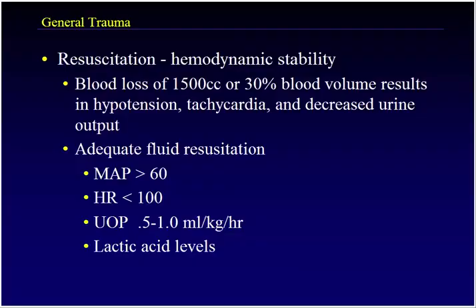Remember that among the general principles of resuscitation, it's very important to maintain hemodynamic stability. And remember that a patient has to lose 1,500 cc's, or 30% of their blood volume, in order to present with hypotension. So if you have a patient that's hypotensive on initial trauma evaluation, then by definition that patient has sustained significant blood loss. The parameters for adequate fluid resuscitation: you would want to maintain the mean arterial pressure greater than 60, keep the patient from being tachycardic, with a heart rate less than 100, and maintain the urine output as close as possible to 1 cc per kilogram per hour, or roughly 30 to 40 cc's per hour.